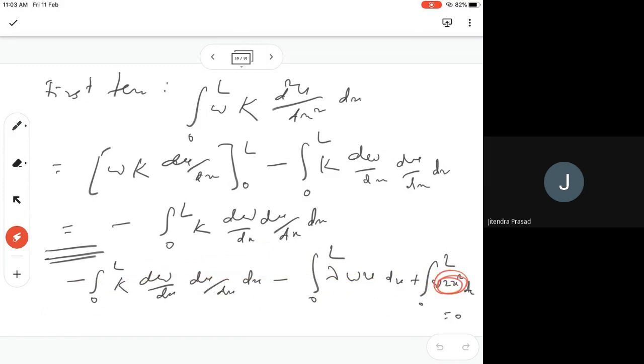This is the usual K, the stiffness matrix, but this term will also add to the stiffness matrix. So now your K value will be different.